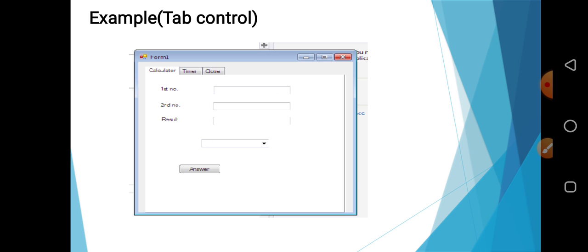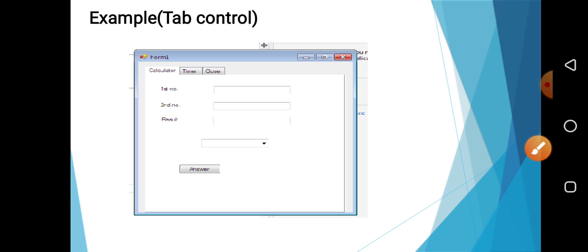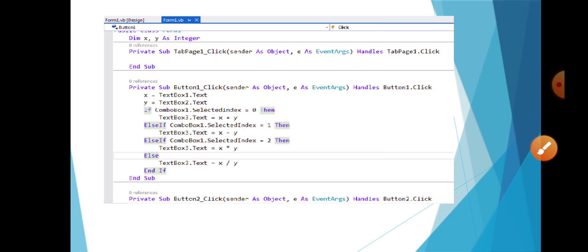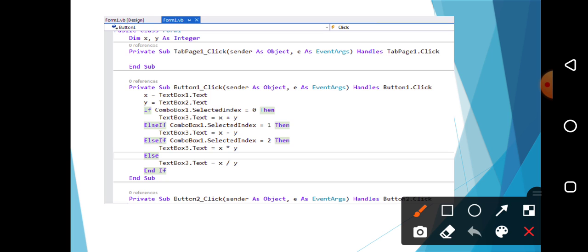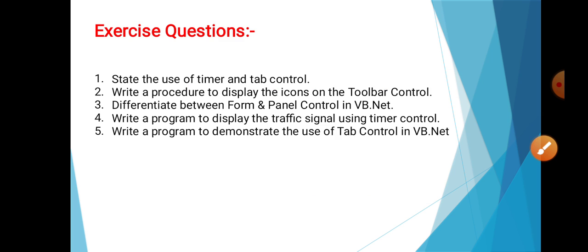But see, students, here I have designed the code. I have taken three text boxes, first number, second number, third number, and here I have provided a combo box. If the user selects add, and clicks on the answer, then the two numbers will get added. So for that we have written the code like this: if combo box 1 selected index is equal to 0, then text box 3 dot text is equal to text box 1 plus text box 2. If 1, then it is subtraction. If 2, then division. In this way we can write the code. So we have written the code for tab control also.